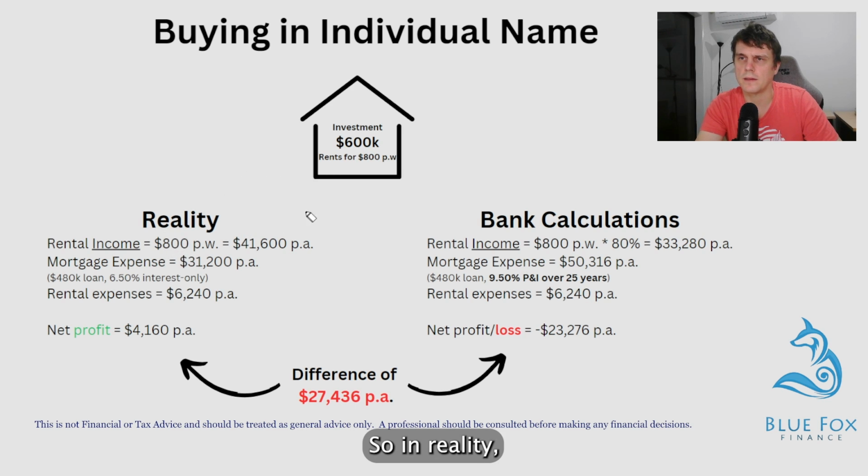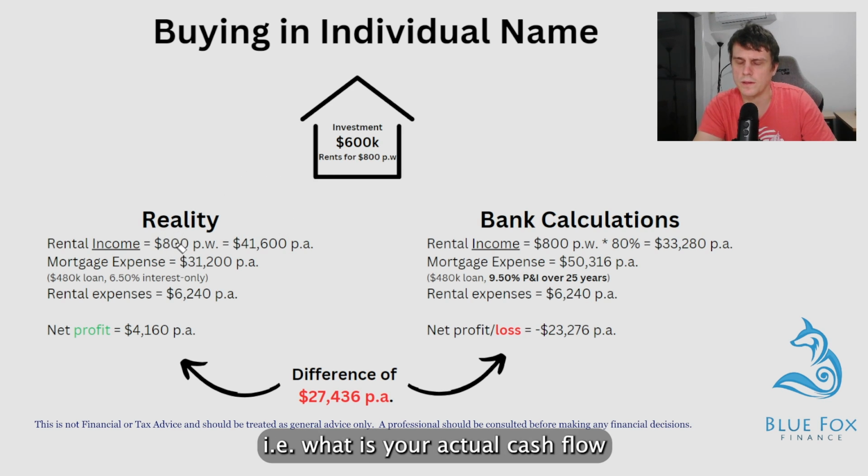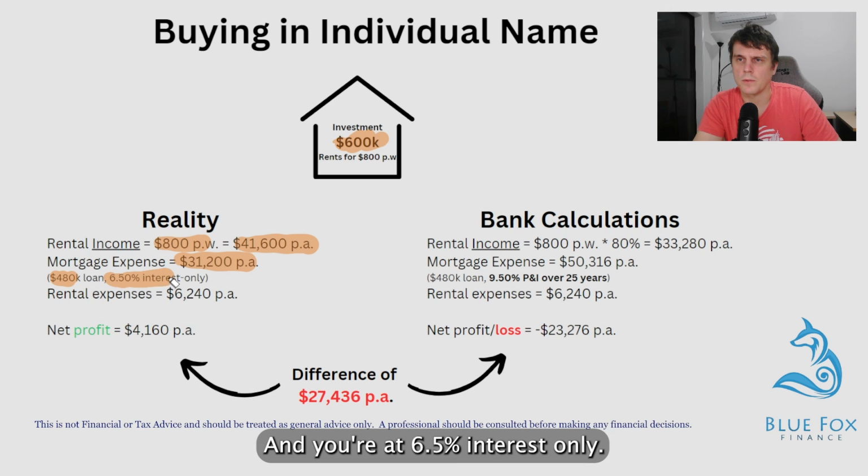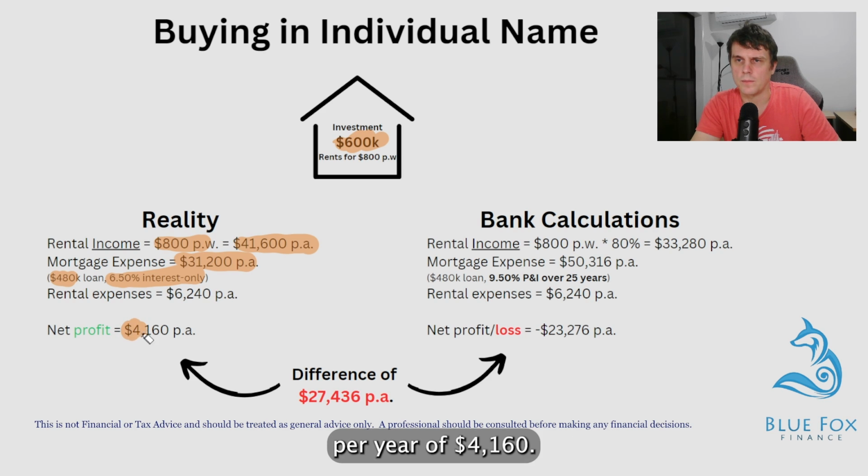So in reality, so this left side reality, i.e. what is your actual cash flow? You got your rental income of $800 a week or $41,000 per year. You got your mortgage expense of $31,000 per year. Now this is a $480,000 loan against your $600,000 property, and you're at 6.5% interest only. And you've got your rental expenses, which are $6,240. So you've got a net profit per year of $4,160.